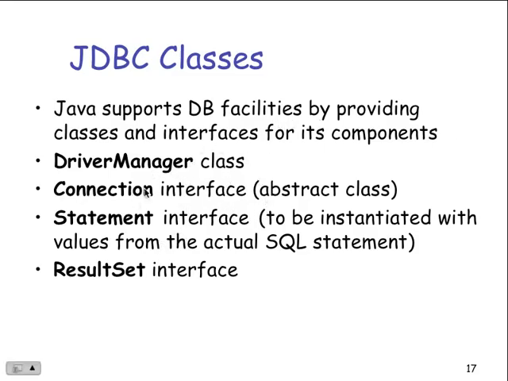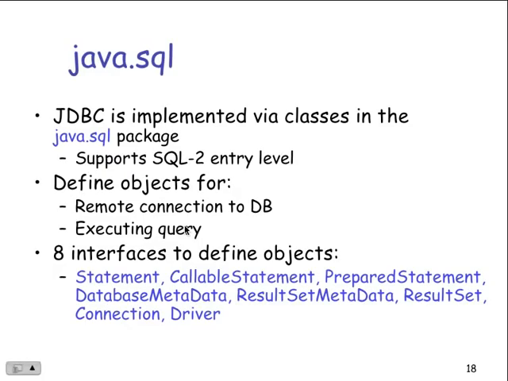So we have abstract classes for the connection because the connection's not going to be the same for every single object instance that we're going to create. So we're going to use inheritance to create a base connection interface and then customize the interface to each one of the databases if we want to. And then a statement interface to be instantiated with the values of the actual SQL statement that are received. And then we have the result set interface that gives us what we have received back. And this is standard vocabulary that you'll get in all JDBC and ODBC classes.